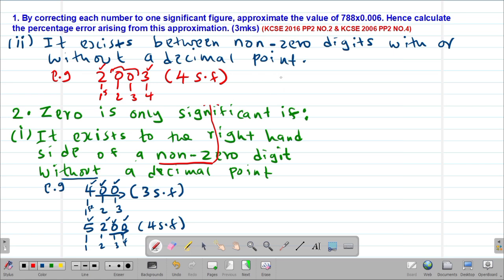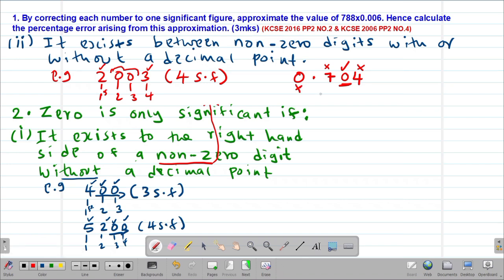Another example could be a number like, let's say, 0.7004. Then for this particular case, this particular zero is actually significant. The reason being, it is existing between this non-zero digit and also this non-zero digit. So if a zero is existing between non-zero digits, for example 7 and 4, then it is said to be significant.